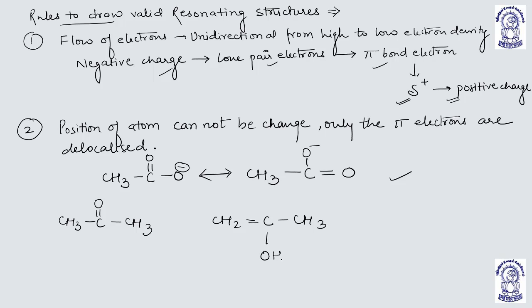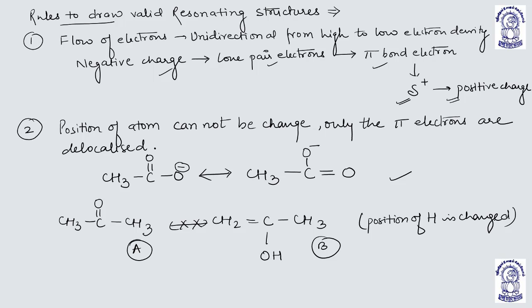Now this example is tautomerism. This B is a tautomer of A, but it is not a resonating form because the position of atoms has changed. That is why it is not a resonating form.